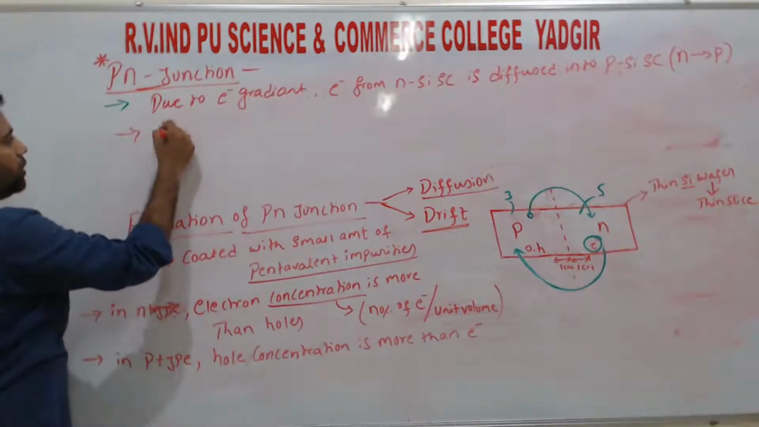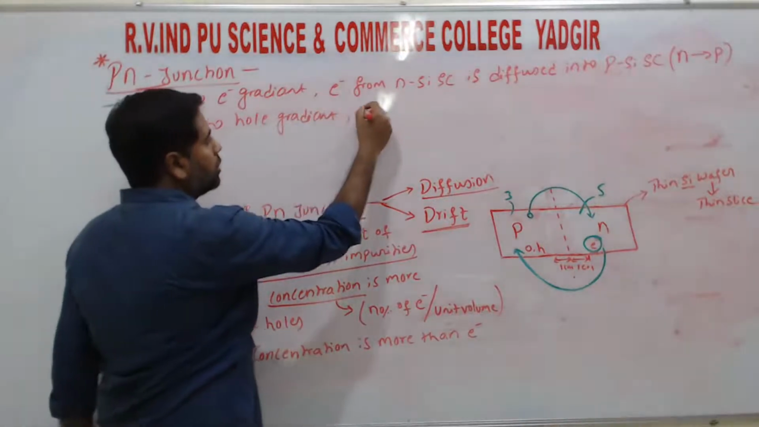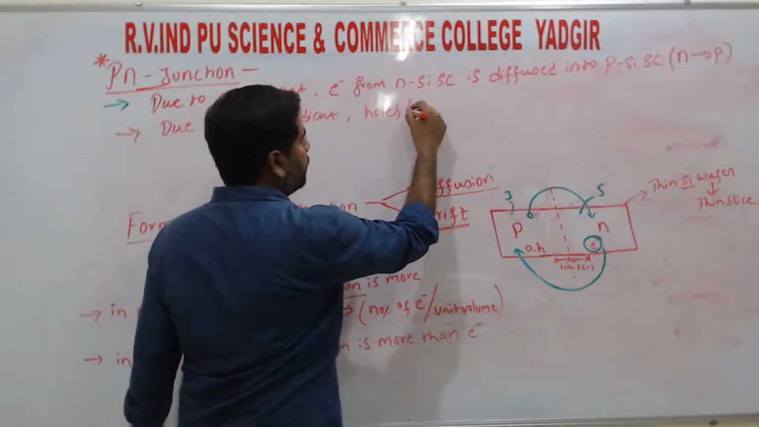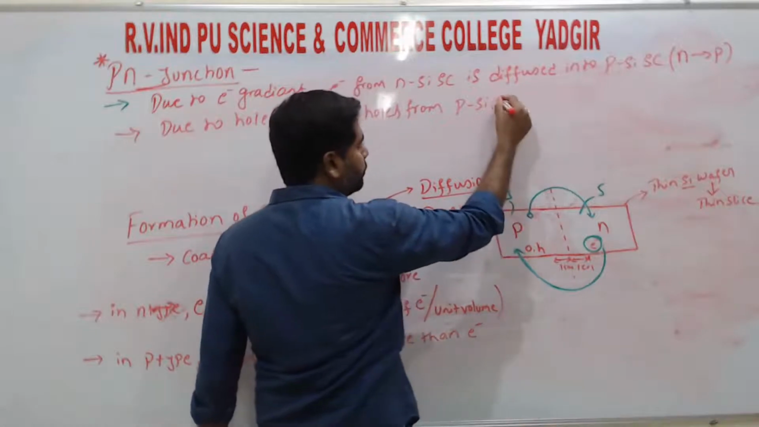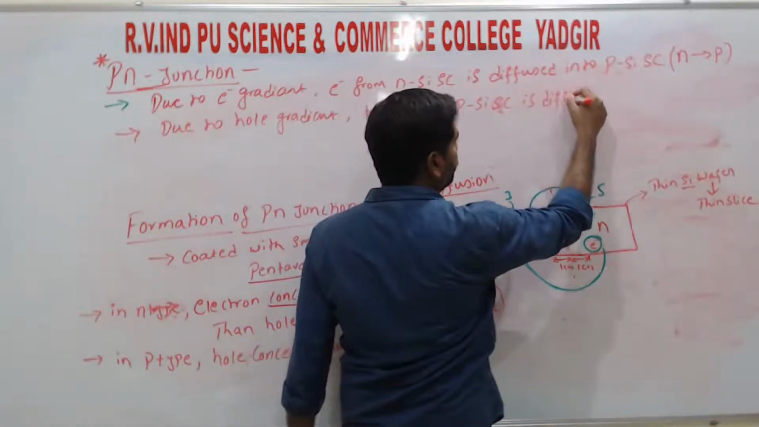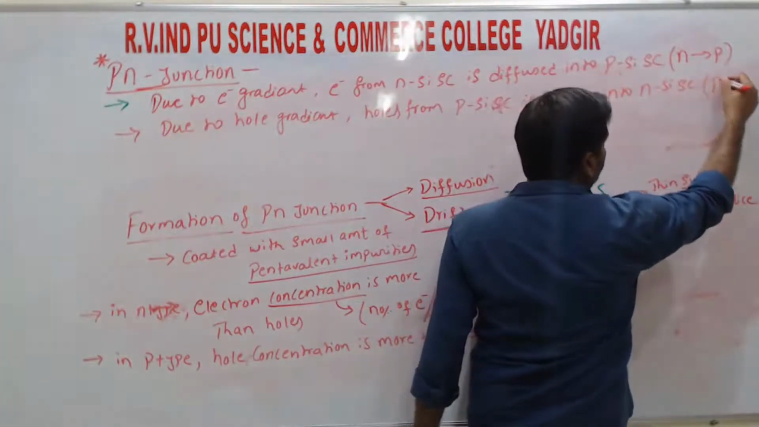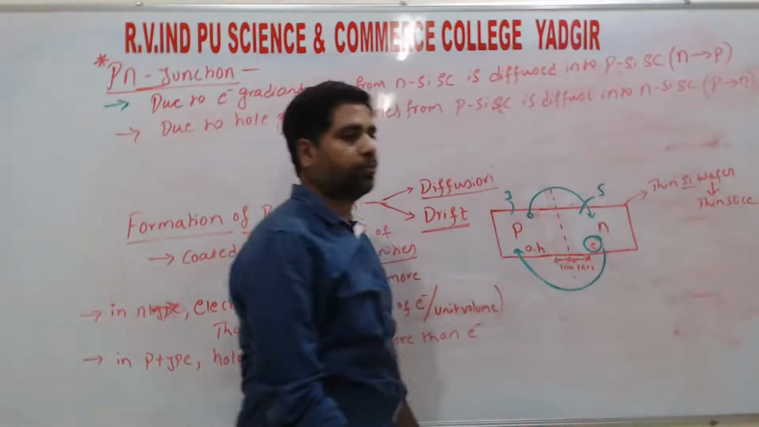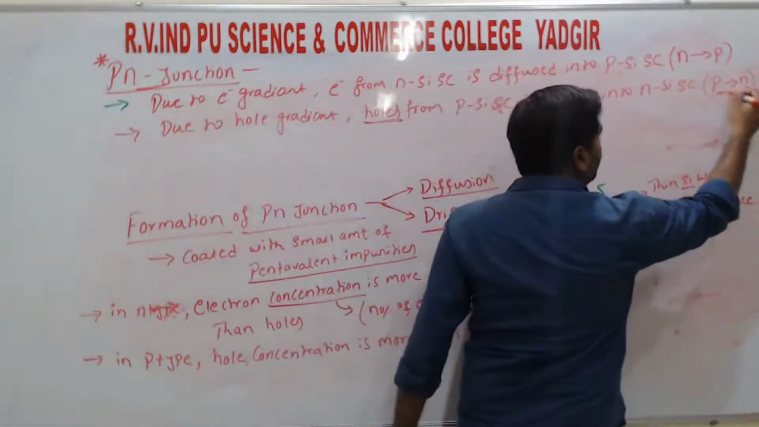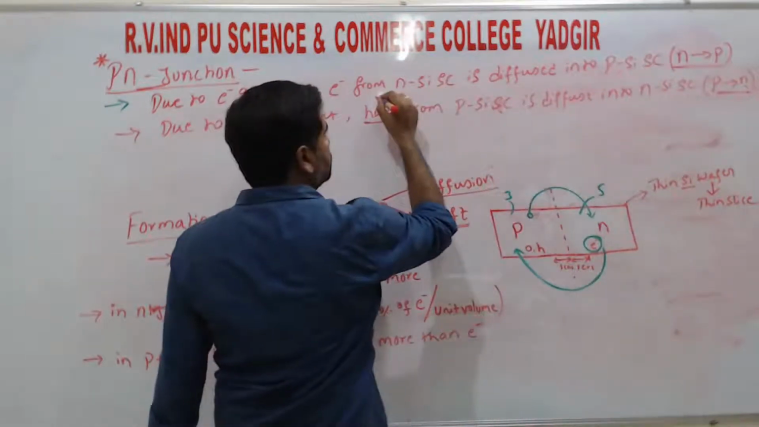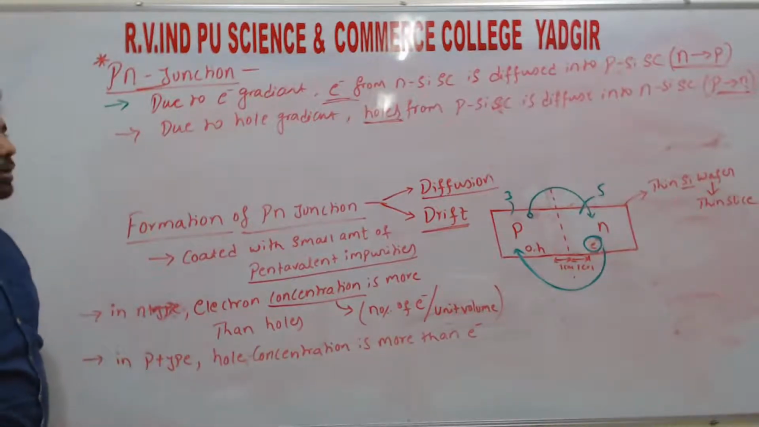Similarly, due to hole gradient, holes from p-type silicon semiconductor are diffused into n-type silicon semiconductor, that is from P to N. Either we can directly write that holes diffuse from p-type to n-type, and the electrons diffuse from n-type to p-type, right?